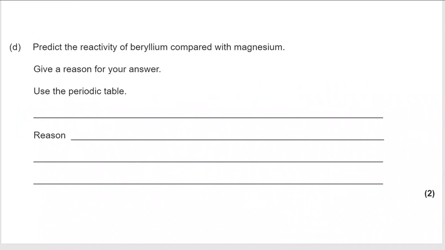Moving on to part D, predict the reactivity of beryllium compared with magnesium. Now they're both in group 2. Beryllium is higher in the periodic table. So beryllium is less reactive than magnesium. That's the first thing to say. Reactivity increases down group 2 as you go down the group. And that's exactly the same as group 1.